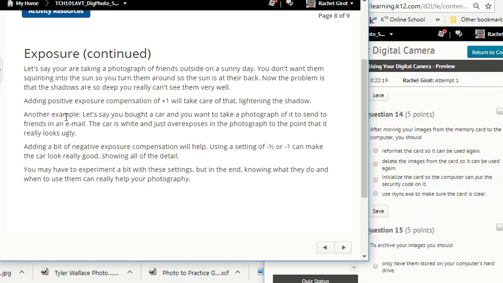Another example. Let's say you bought a car and you want to take a photograph of it to send to friends in an email. The car is white and just overexposes in the photograph to the point that it really looks ugly. Adding a bit of negative exposure compensation will help. Using a setting of -1/2 or -1 can make the car look really good, showing off all the detail. You may have to experiment a bit with these settings, but in the end, knowing what they do and when to use them can really help your photography.